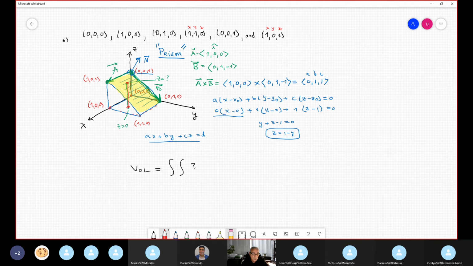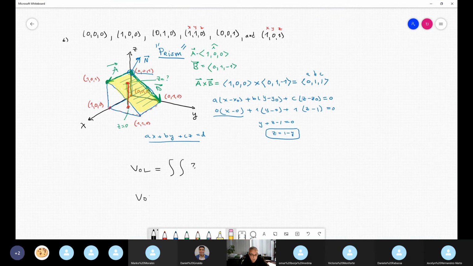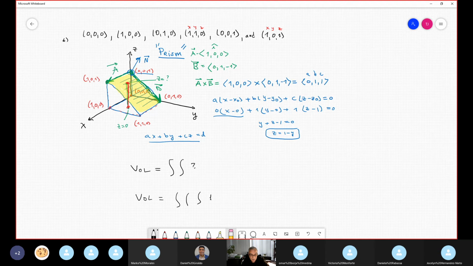So suppose I am using a double integral, because I can also use a triple integral. I can compute the volume using a triple integral, where the integrand function is 1. But let's do it both ways. Suppose now that I'm using a double integral, and the integrand function is this one.